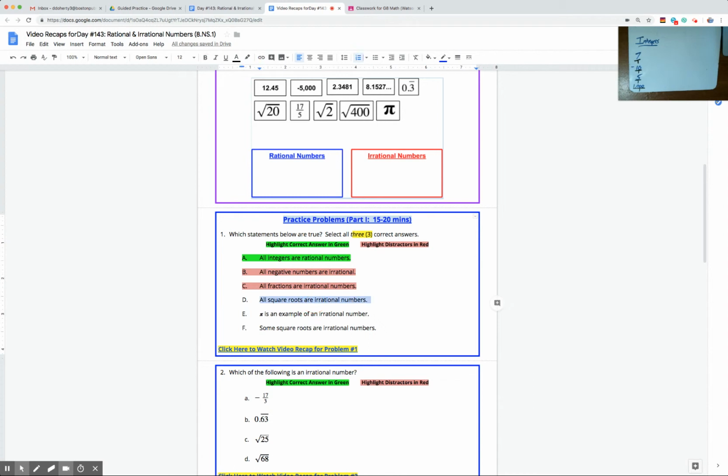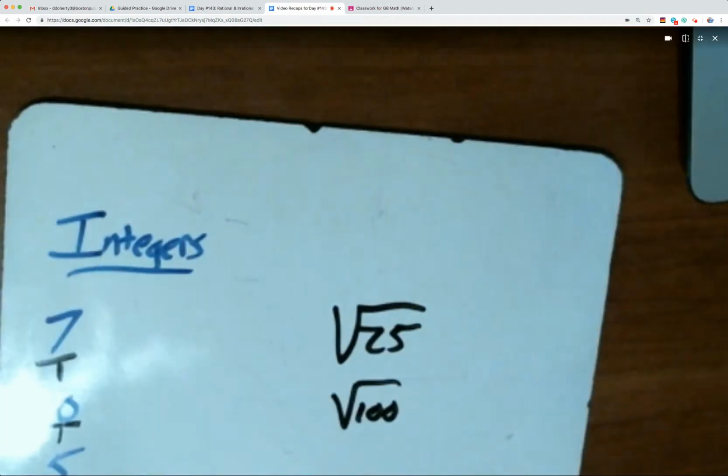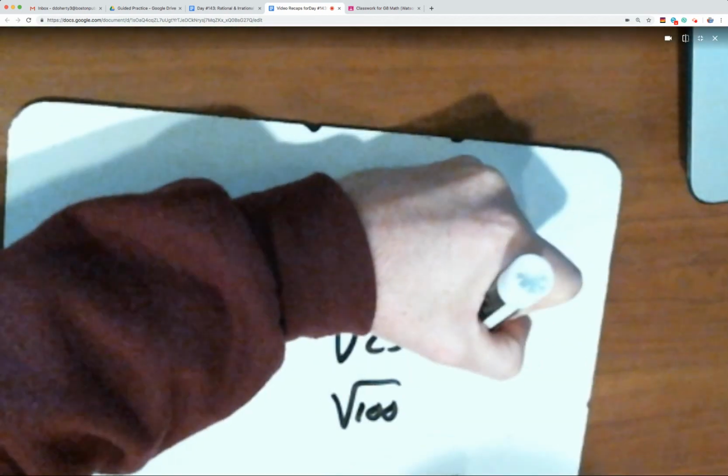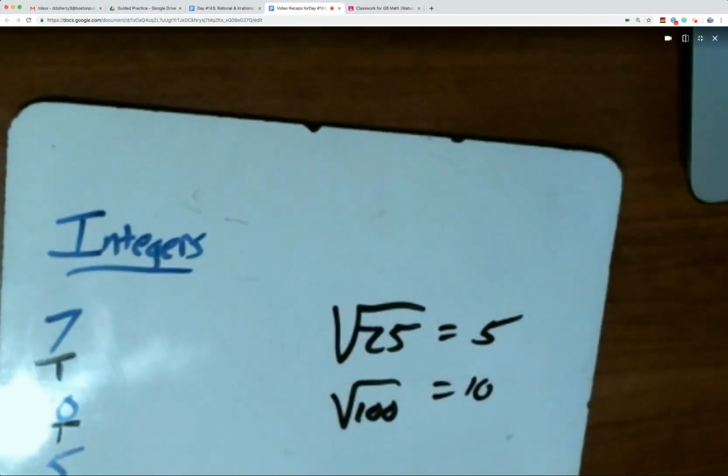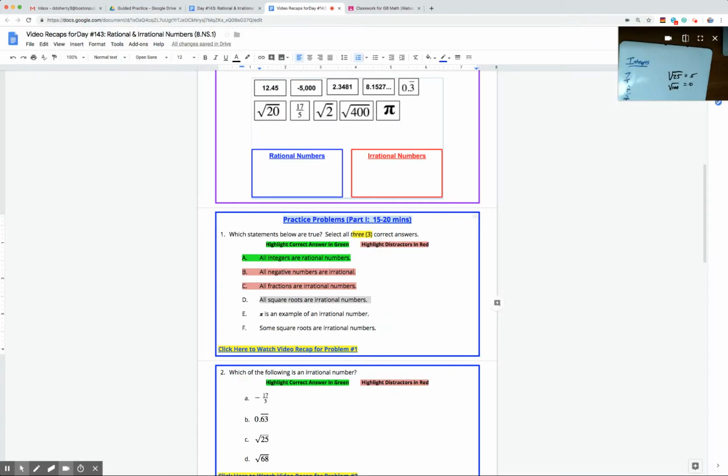D says all square roots are irrational numbers. We talked about this in our discussion earlier. Some square roots, like the square root of 25 or the square root of 100, could actually be rational numbers because they just equal integers. And these square roots that equal integers are rational numbers. So to claim that all square roots are irrational numbers is definitely a false statement because we know at least some square roots are rational.